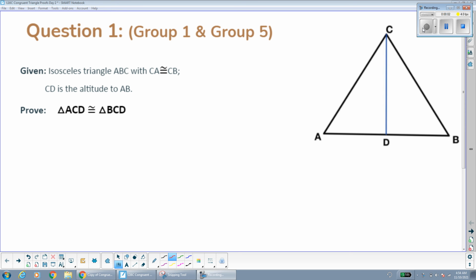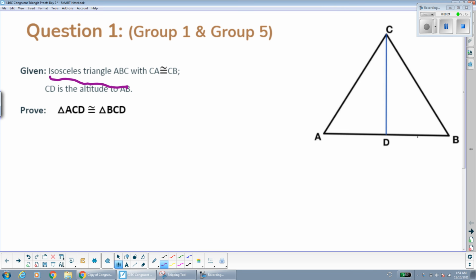Hi everybody. Today we're going to go over the group work from class. Even if there are questions here that your group didn't work on, this might be helpful to you to see more examples of proofs and to pause the video and to see if you can do them yourself before I go through the answers. So here we have isosceles triangle ABC.